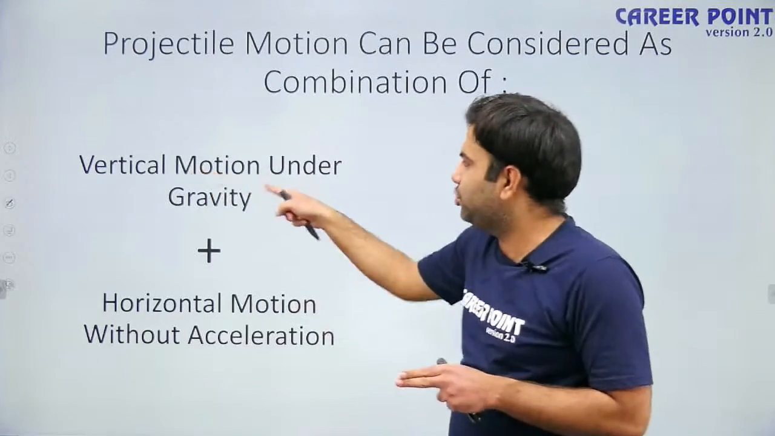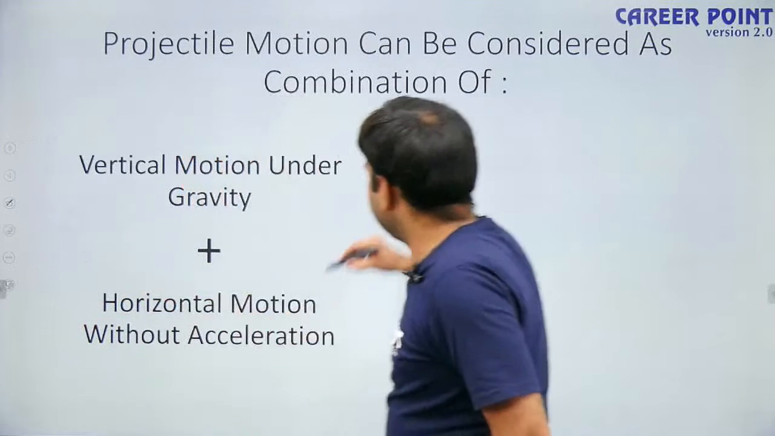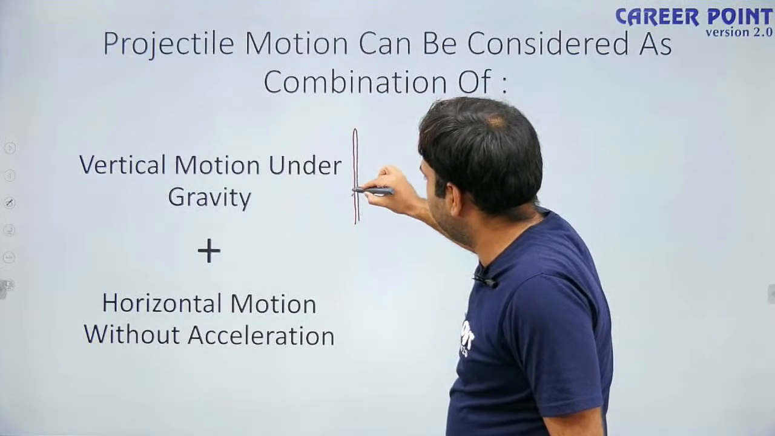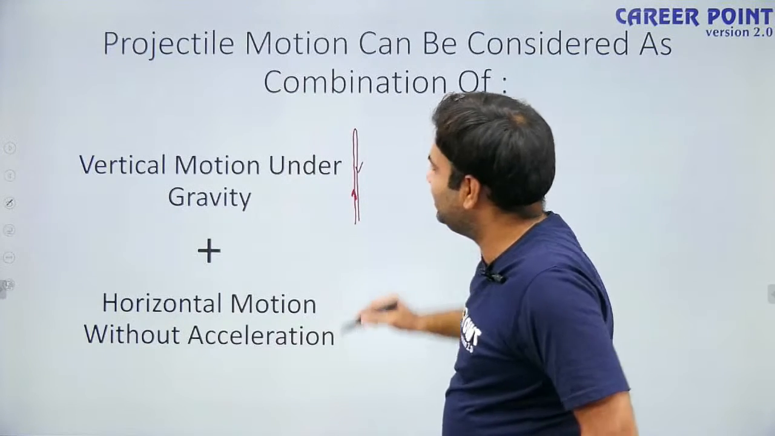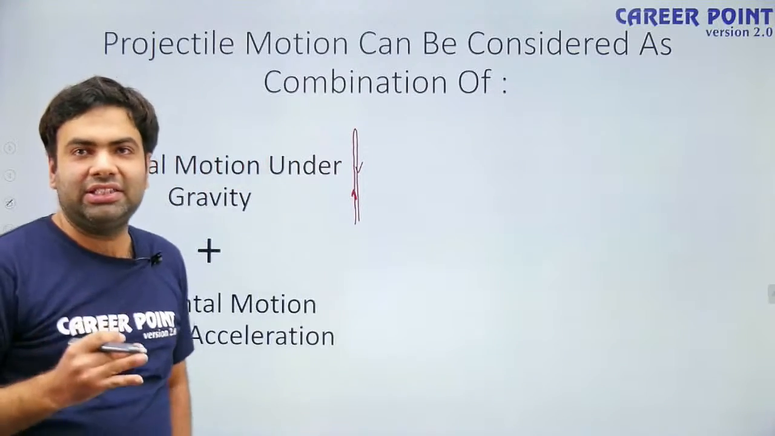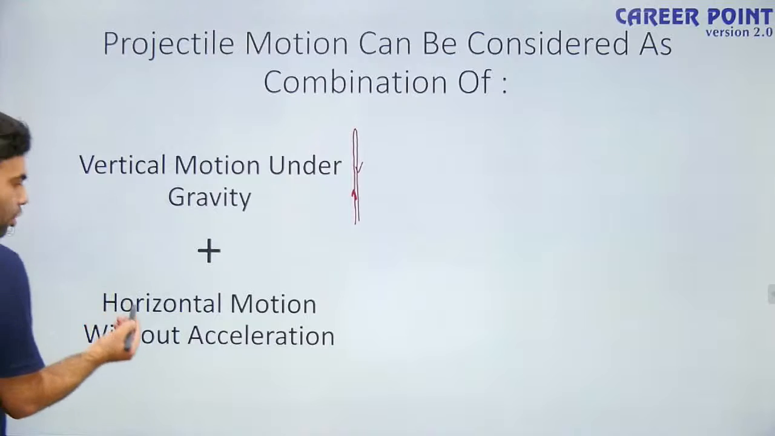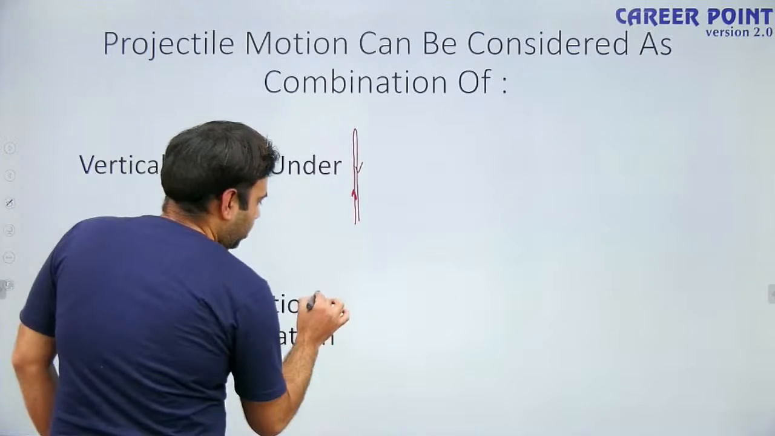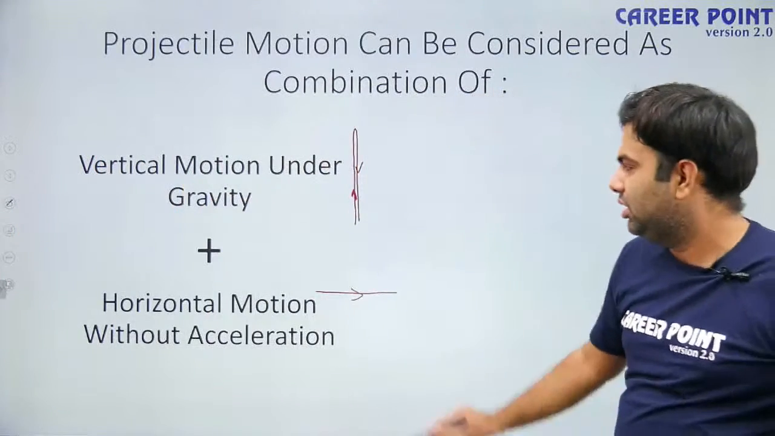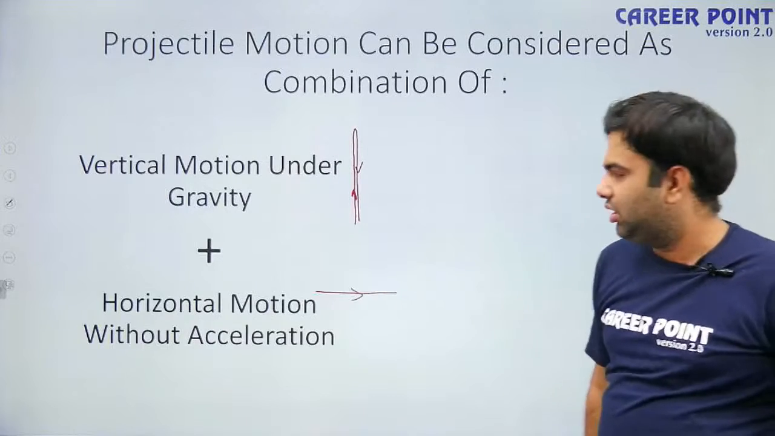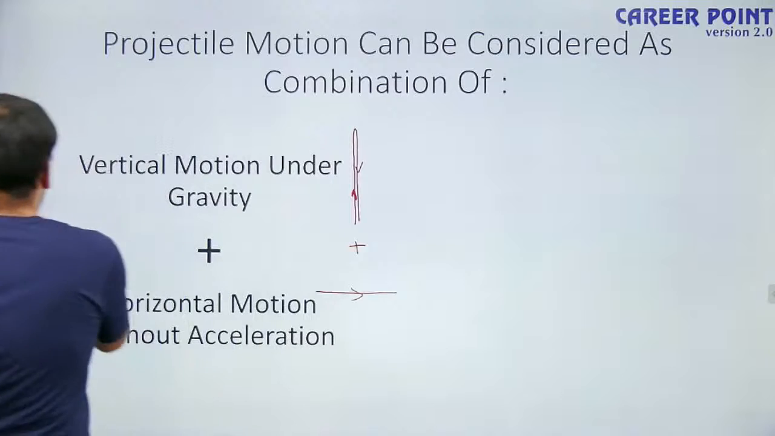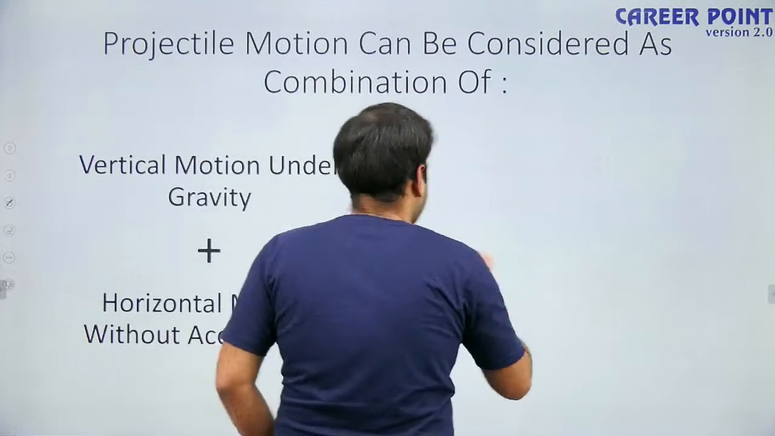How? What is vertical motion under gravity? It is this. If you throw any object upward, the object will come downward. So this is vertical motion under gravity. Under gravity means acceleration is there, so velocity will change. Also, what is horizontal motion without acceleration? Horizontal motion without acceleration means having uniform motion. Uniform motion means the motion without change in velocity. Because acceleration is not there, velocity will not change. So the combination of these two motions is equal to projectile motion.